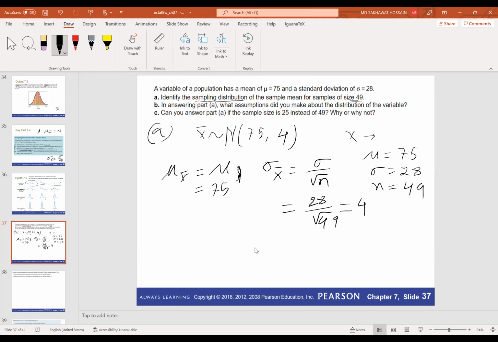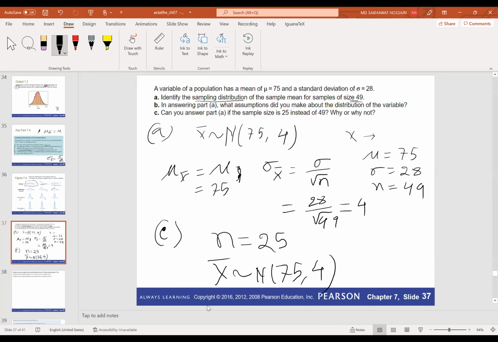So part C, can you answer part A if the sample size is 25 instead of 49? So if the sample size is 25 now, can we still say that x bar is normal distribution with mean mu and standard deviation 4? Can we still have this distribution for x bar? What do you think? Yes or no? Everything else stays same, but the main important point is the sample size.